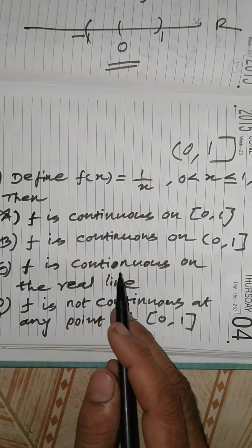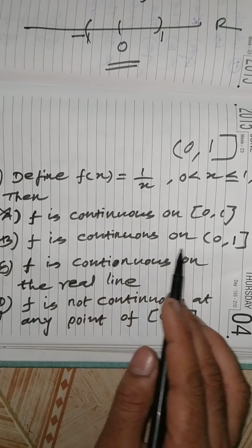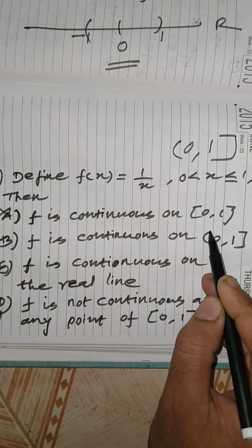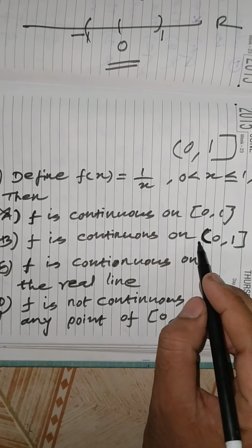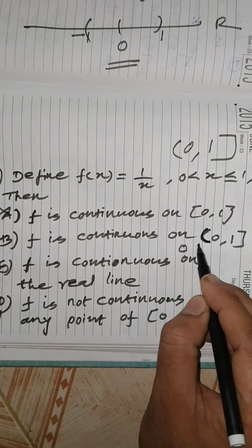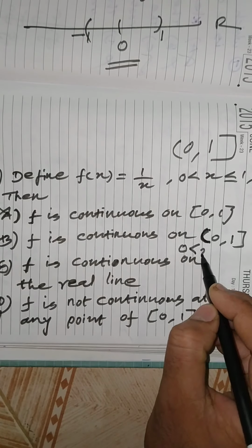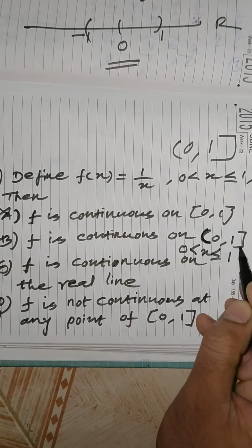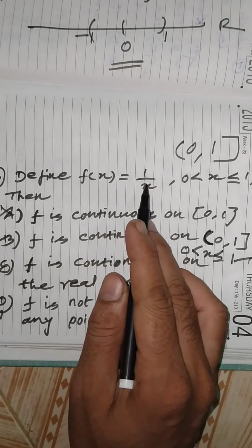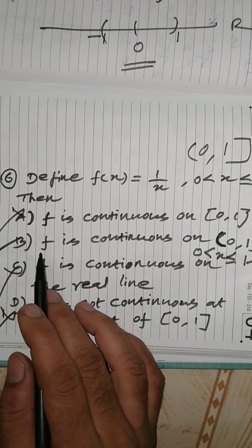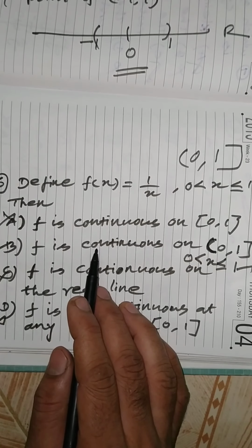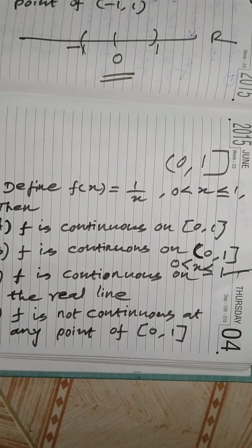So the correct option is f is continuous on 0 open, that is not including 0, that is like this: 0 less than x less than or equal to 1 including. Here defined and more continuous. So B is correct.